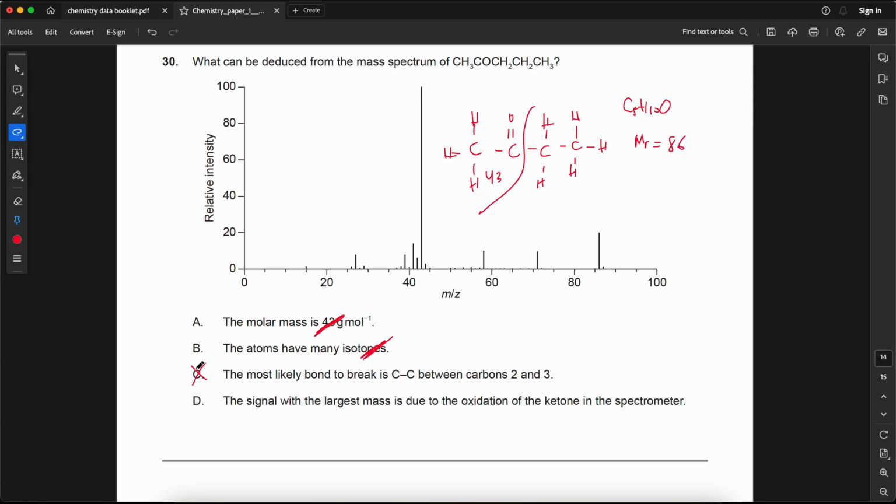Okay, so that's all for the explanation. Chemistry Standard Level Paper 1, November 2021.